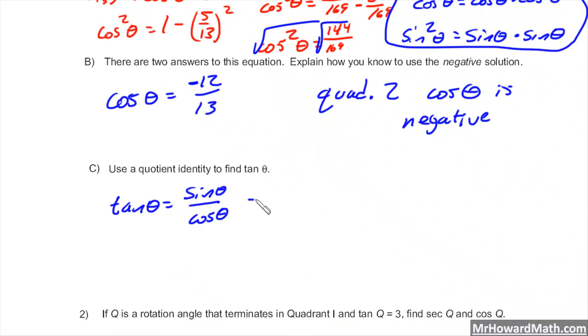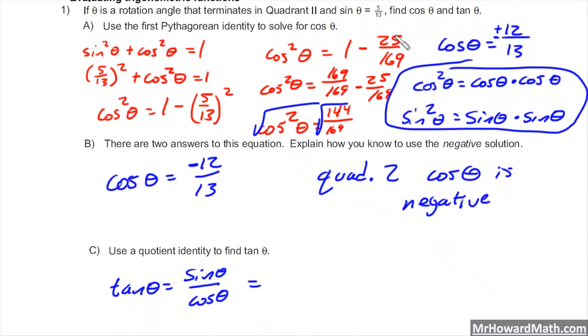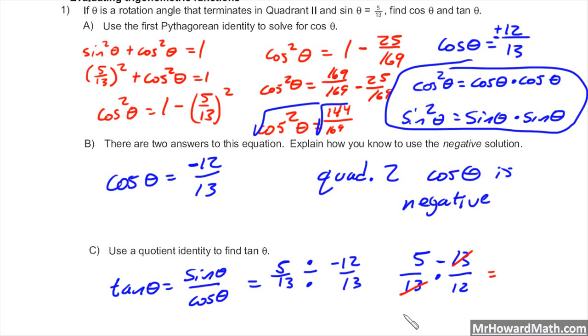Well, we know what sine theta is. Sine theta was given up here as 5 over 13. So that's 5 over 13 divided by cosine theta, which is negative 12 over 13. So we flip and multiply: 5 over 13 times 13 over 12, and that part's negative. The 13's cancel, and we get tan theta is 5 over 12.